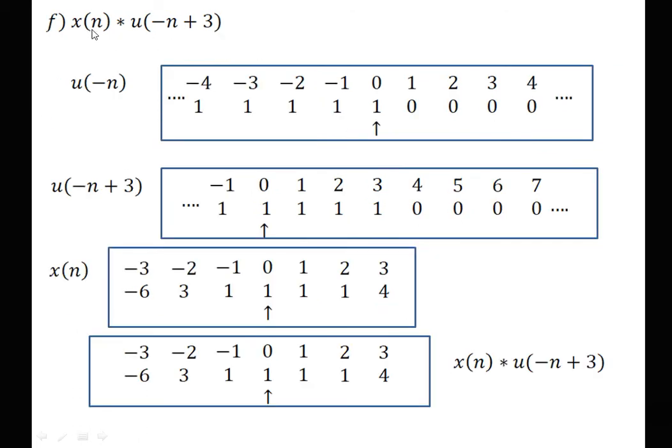Next operation is x of n into u of minus n plus 3. So first, as you know u of n very well, I have written directly u of minus n. So this is u of minus n, that is, on the negative side one value comes. After that u of minus n plus 3. We shift the arrow to the left by 3 units because it is the folded plus delayed version. 1, 2 and 3. So here our 0 starts. Now see, 0 starts and this side is positive and this side is negative. So this is u of minus n plus 3.